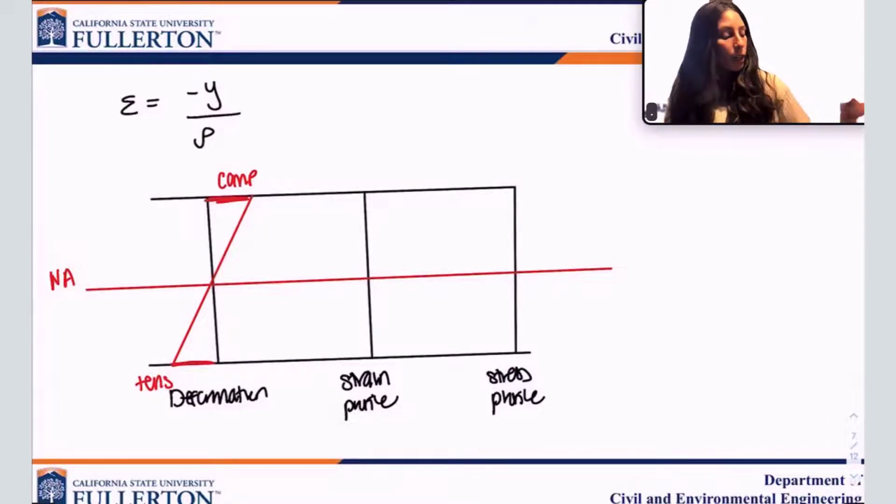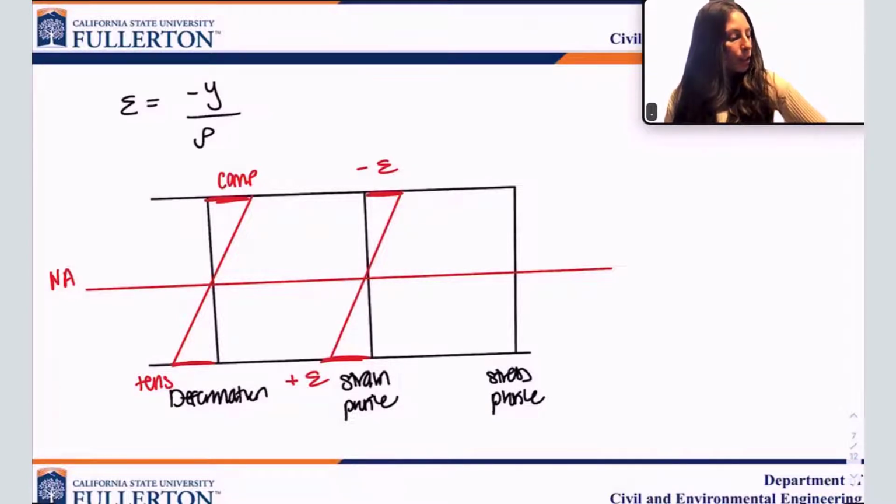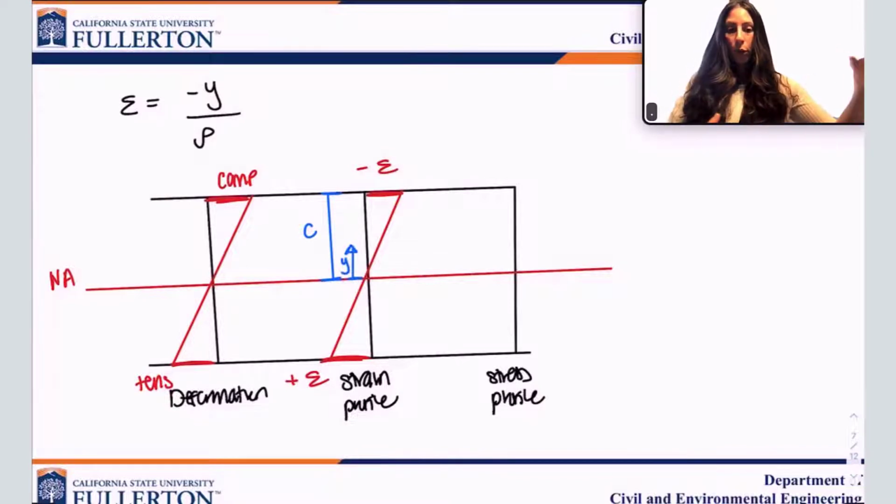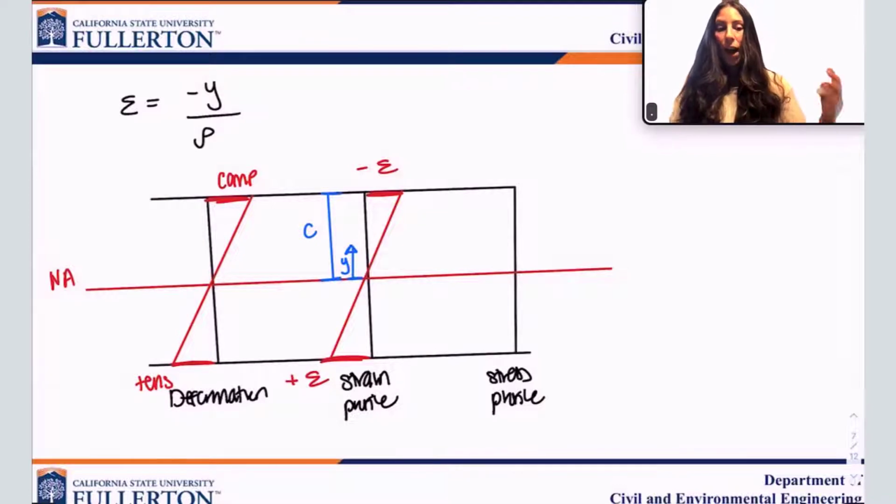Now, for our strain profile, at the top, we have a negative strain because this is in compression. The bottom, we have a positive strain. And again, we're going to connect those two points. What is my C value in this case? Remember, my C is the value from the neutral axis to the very top. And what is Y? Y is any measurement I want. It can be half of C, it can be 3/4 of C, whatever. Y is any distance from the neutral axis to the place that you're interested in getting the stress or strain at.